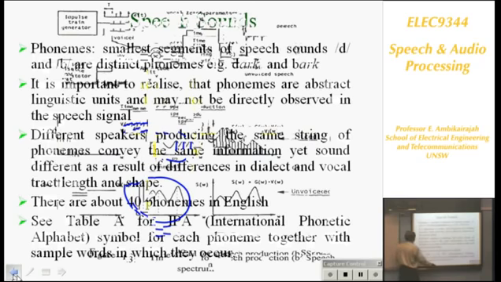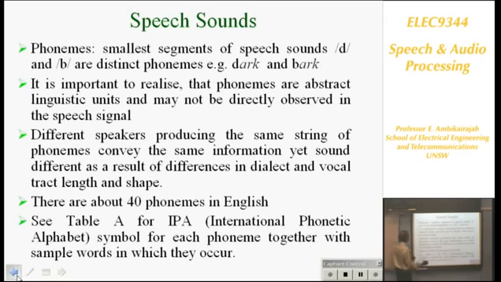So I'm going to look at the speech sounds now. The phonemes, we talked about it, is a smaller segment of speech sounds, which we call a phoneme, for example, dark, up. It's a phoneme, bark, K, all phonemes that are combined together. It's important to realize the phonemes are abstract linguistic units, the smallest sound, and may not be directly observed in the speech signal. If you're looking for a phoneme in a speech signal, you may not see it.